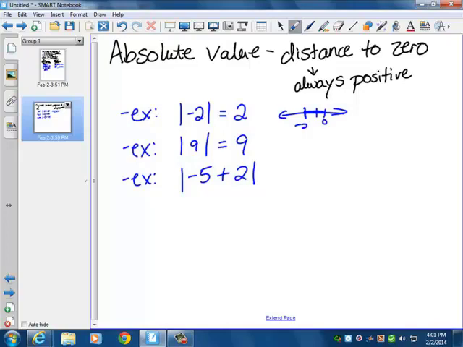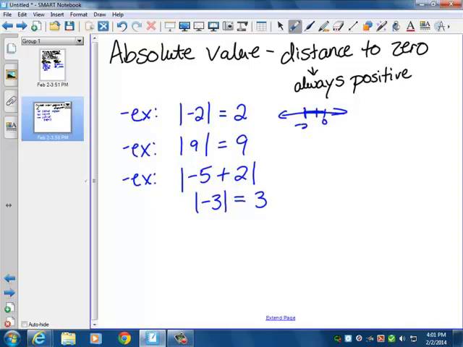We haven't done this yet, but if you think about -5 plus 2, if it makes sense, that would be -3. We'll get to that in a minute, how we get -3. But -5 plus 2 is -3. Then we take the absolute value of -3, which is 3.